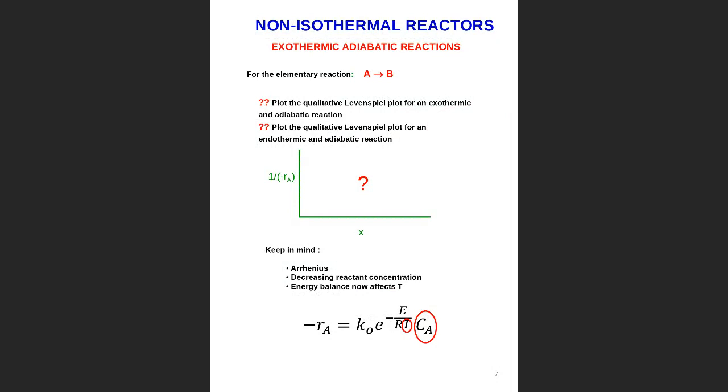So I want to discuss this question that I asked on the slides. How does the Levenspiel plot look for an adiabatic exothermic reaction or an adiabatic endothermic reaction? And I don't want you to guess this. We don't have to guess. You've got your own labs right there in front of you at your fingertips.